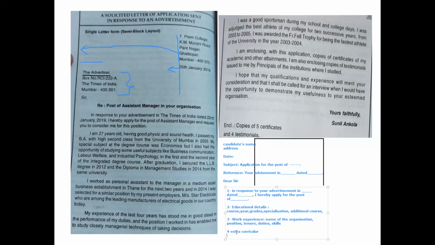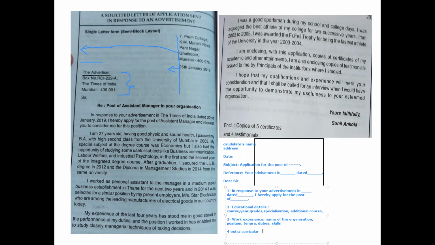See, the person is a good sportsman. During his school, he was a good sportsman. He was the best athlete. He was awarded the FR Fell Trophy for being the fastest athlete of the university in the year 2003 and 2004. So what are those extracurricular activities? Those should be remarkable ones. Some achievement you have done, certain reward you have received, national level, state level, if you have played, or any achievement, you have to mention that in the next paragraph, that is the 4th paragraph.